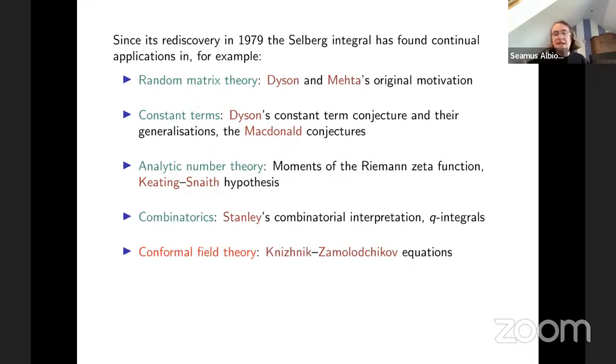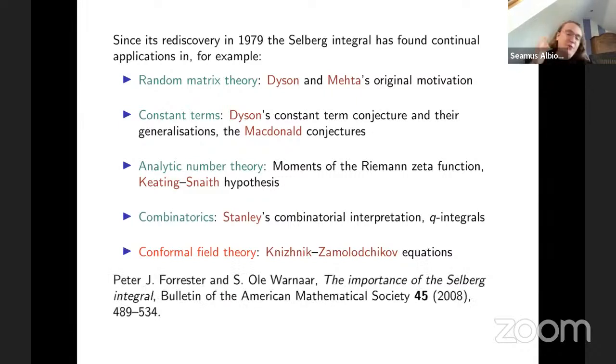And then what's related to what I'm talking about today is conformal field theory. So there's a system of partial differential equations, which you can place on any Lie algebra, called the Knizhnik-Zamolodchikov equations. And the Selberg integral arises for SL2 as a really, really special case of the solution to these equations. And that inspired a lot of what I'm going to talk about now.